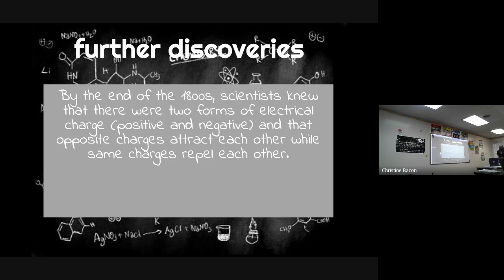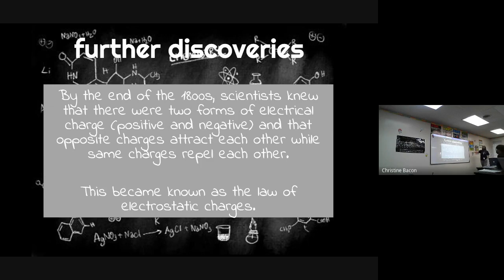Okay. So by the end of the 1800s, scientists knew that there were 2 forms of electrical charge, positive and negative. Opposite charges, so positive is attracted to a negative charge, positive is repelled by a positive, negative is repelled by a positive. Okay. They discovered that, which led them to discover electrons. Okay, electrons were discovered first. This law, electrostatic charge, you don't really need to know that. Just know that because of the discovery of the law of electrostatic charge that led us to the discovery of electrons. So electrons were first.